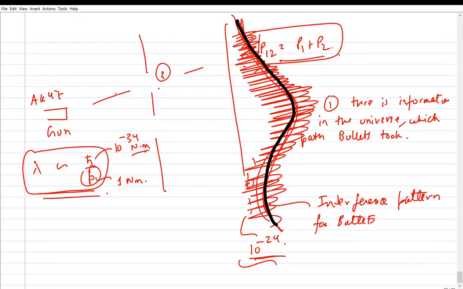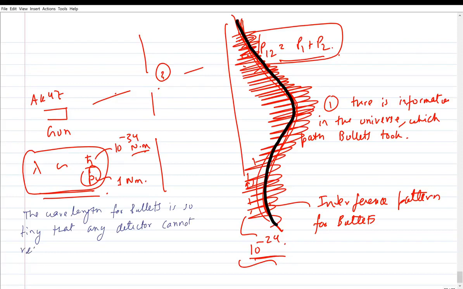So the wavelength for bullets is so tiny that any detector cannot resolve an interference pattern. What we see is an average classical curve.